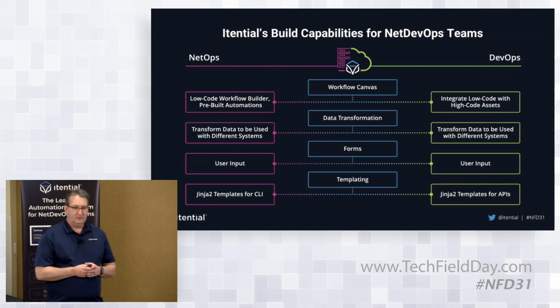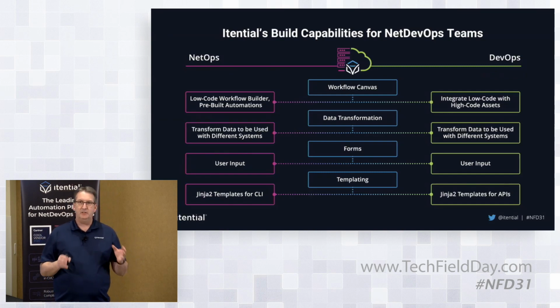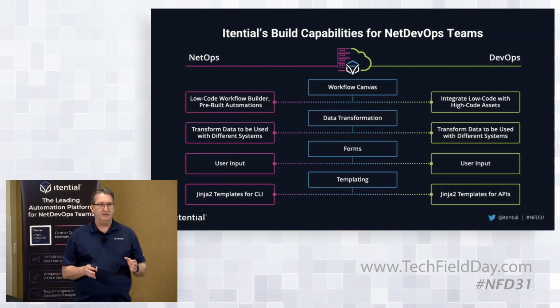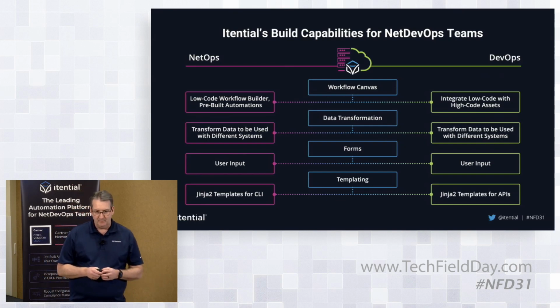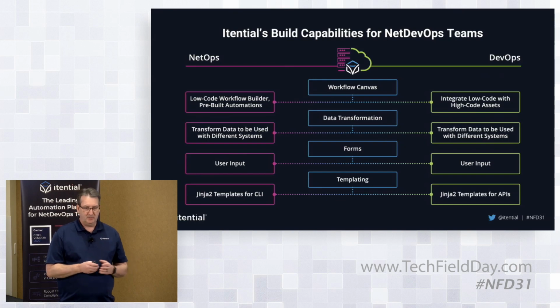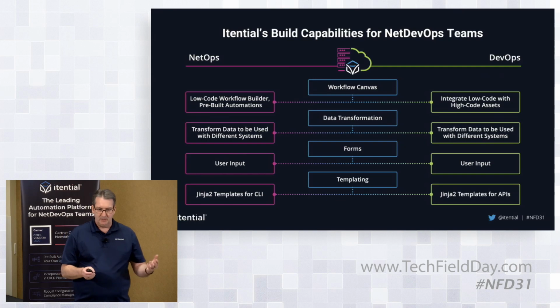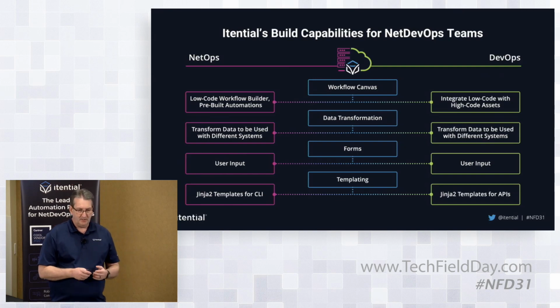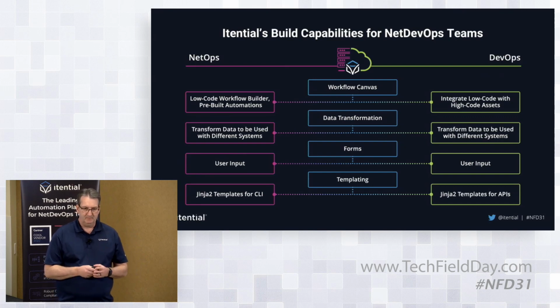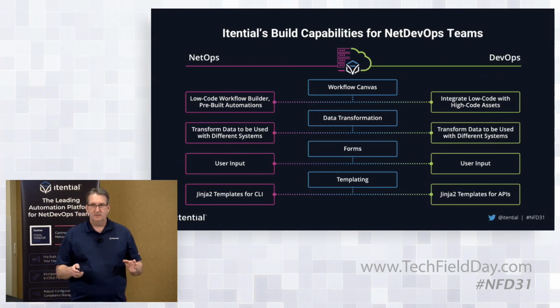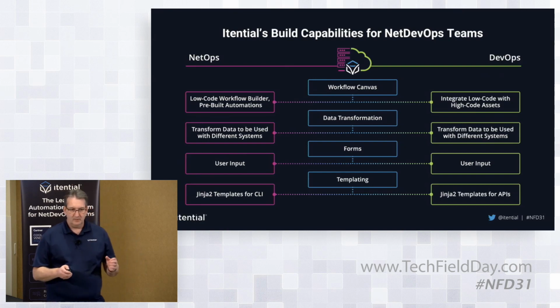As we've already covered today, we think that Itential is uniquely positioned to provide benefit to both NetOps and DevOps teams, whether that's our low-code workflow canvas, our ability to do data transformations, even our ability to provide drag and drop JSON forms and various kinds of templating, whether it's Jinja templating, TextFSM, and a few other examples we'll actually cover today. We think the platform is positioned well to offer unique value to both NetOps and DevOps processes.